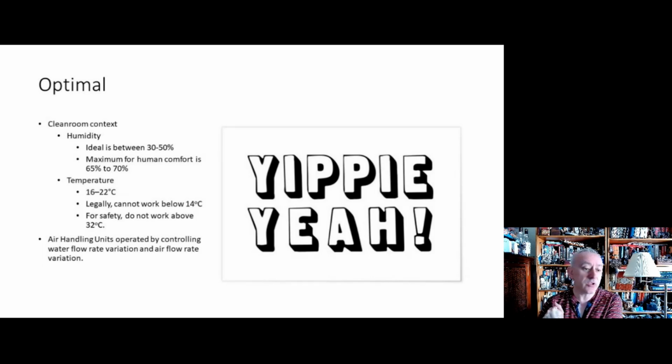Well, generally humidity between 30 to 50% is ideal. That is a comfortable state. And if you go beyond 65 to 70%, that becomes very uncomfortable for people, and then also causes some of these problems to do with the shedding and sweating that we've mentioned. Temperature, ideally, in relation to those humidity values, is 16 to 22 degrees, particularly within the clean room environment.